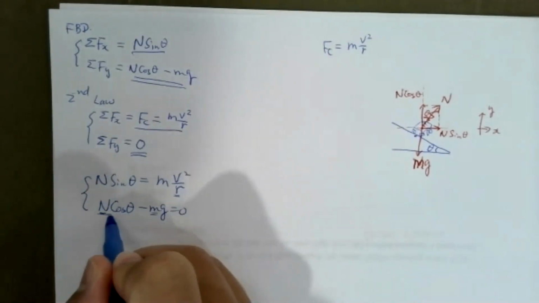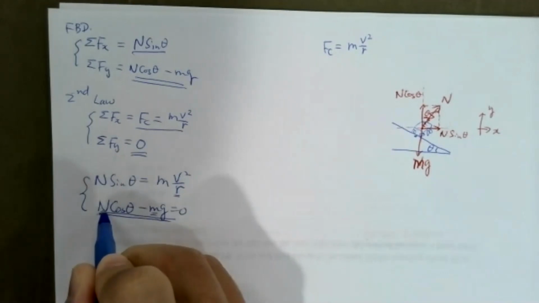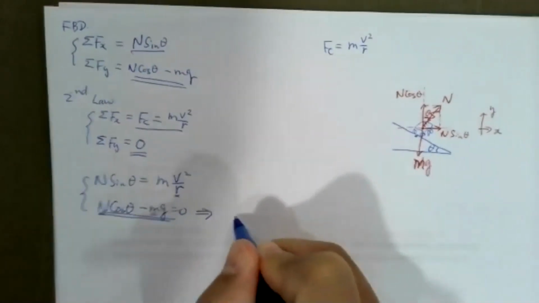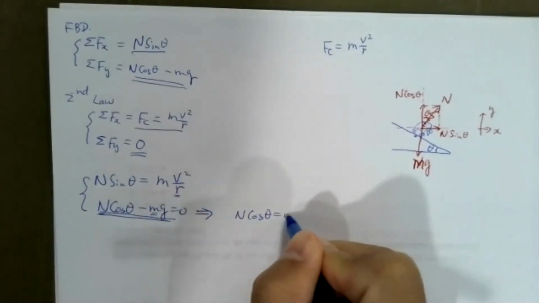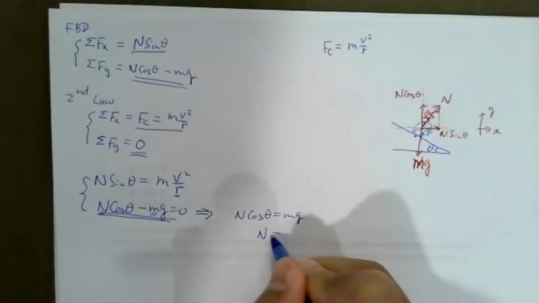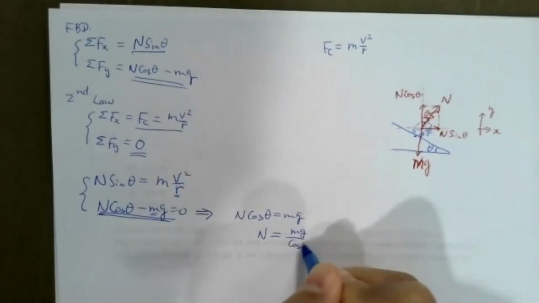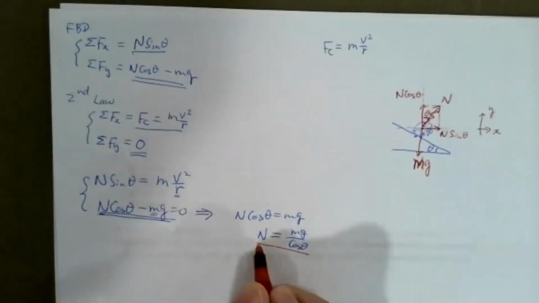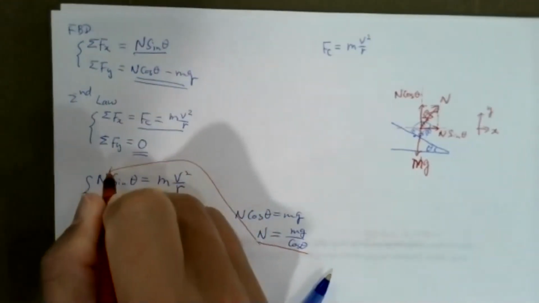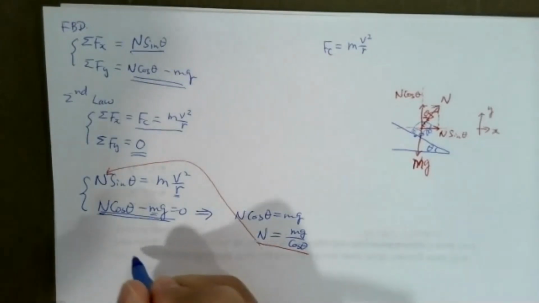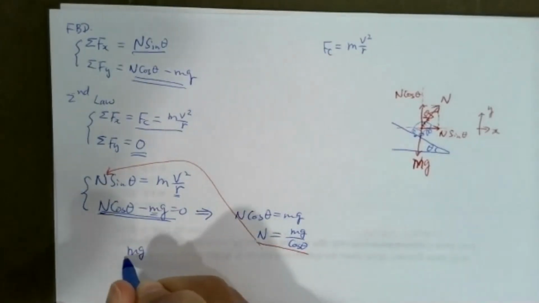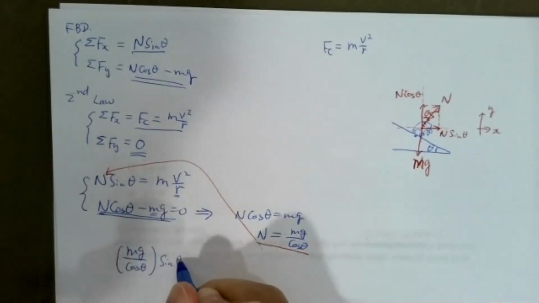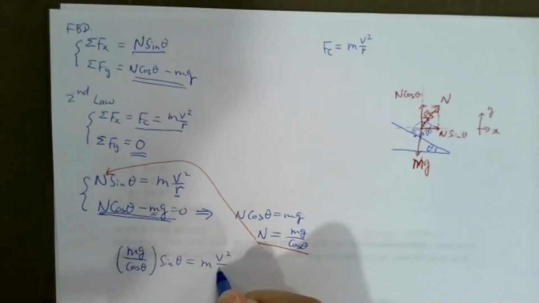Starting from this equation here, we can actually relate n to mg. In here, you can tell that n cosine theta is equal to mg, right? So then n is equal to mg over cosine theta. After that, you can plug this expression into the n here. So then it tells you mg over cosine theta, times sine theta, is equal to mv squared over r, right?